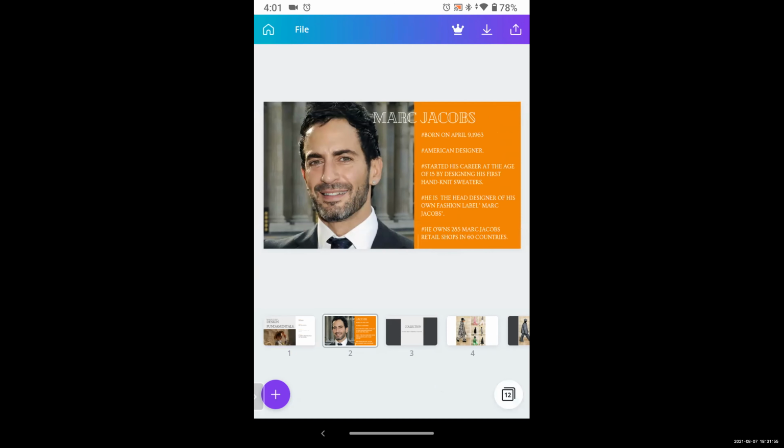So this is the designer I chose. His name is Marc Jacobs. He was born on April 9, 1963. He's an American designer known for his grunge collection. He started his career at the age of 15 by making and selling his first handmade set of clothes. He's the head designer of his own fashion label, Marc Jacobs. For now, he owns about 285 Marc Jacobs retail shops in 60 countries.